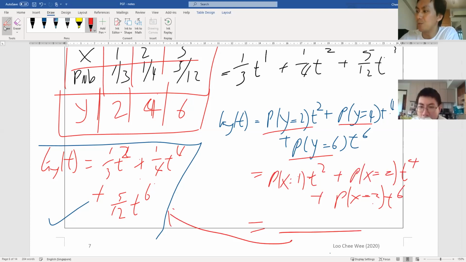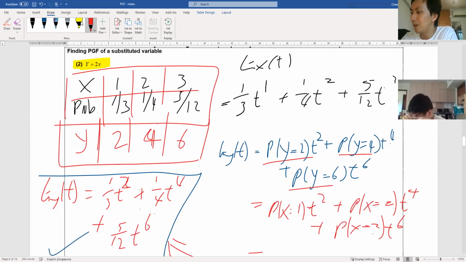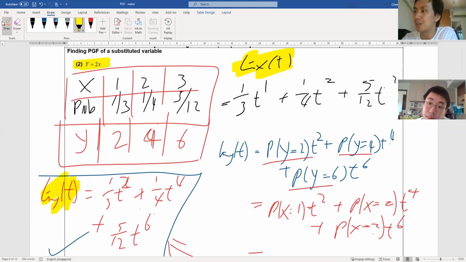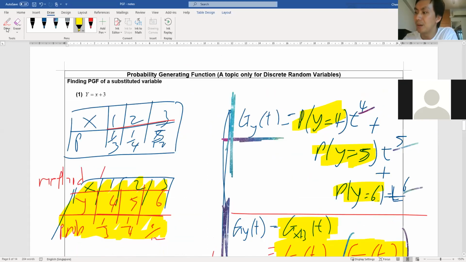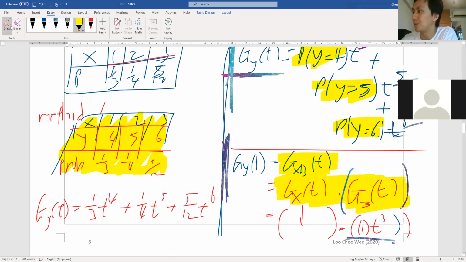Okay, so as a rule of thumb, how does the PGF of y stack up against the PGF of x, right? It's actually the same coefficients, but the powers have doubled. Correct? Because remember, PGF power indicates outcome. So under this stated transformation here, 2x means the outcomes are all doubled. 1, 2, 3 became 2, 4, 6. That's all. Okay, not that difficult if you think in simple terms. Okay, but the probability stays the same, so the coefficients stay the same.